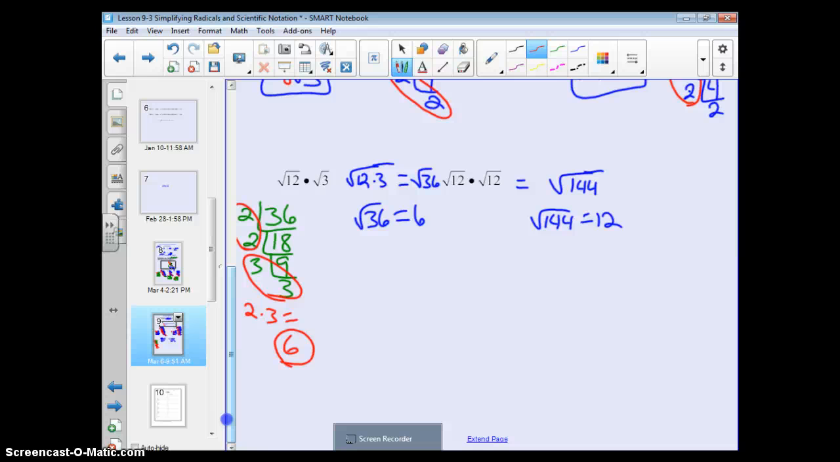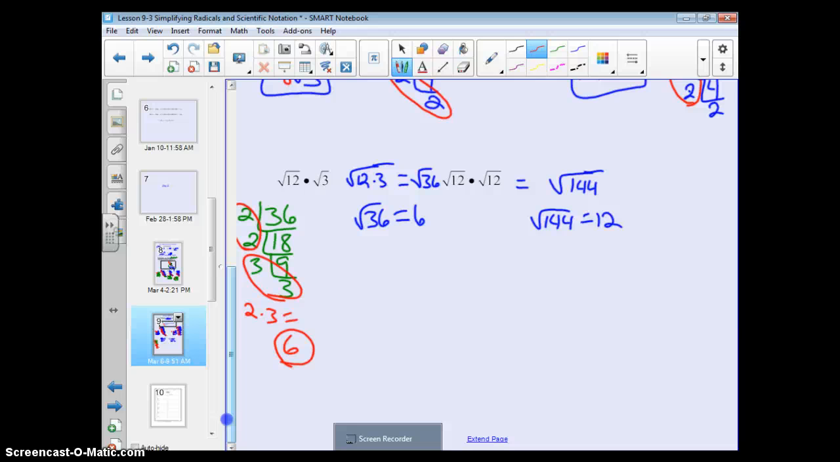Now, likewise, for the next problem, square root of 12 times square root of 12, we would get the square root of 144. Again, 144 should jump out at you because that is a perfect square. So the square root of 144 is going to be 12.